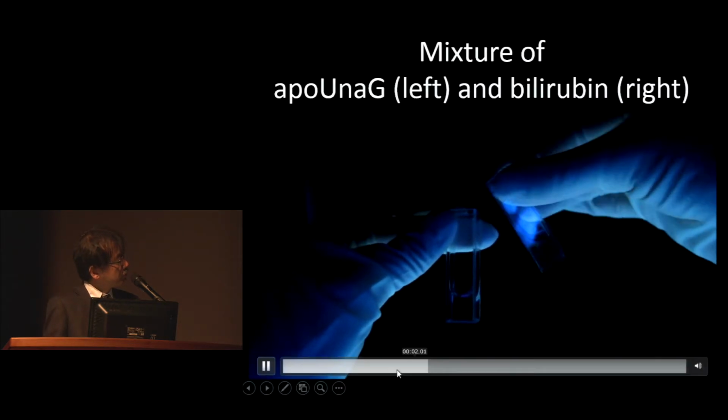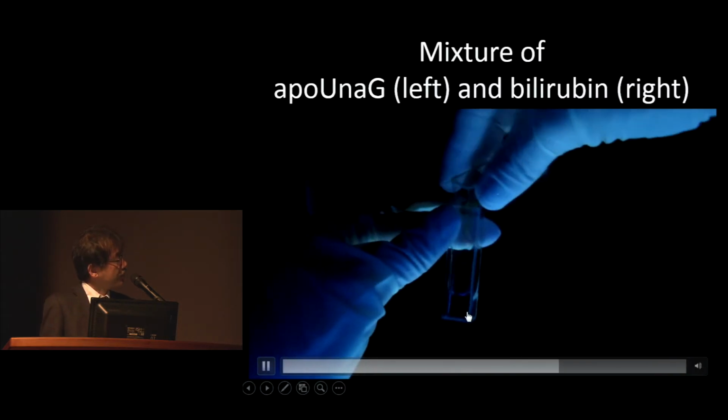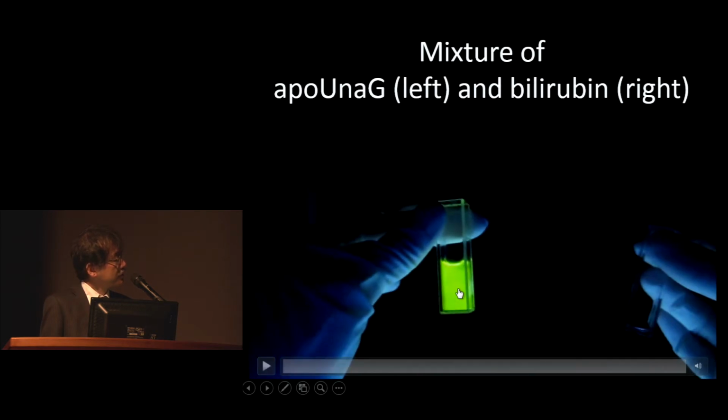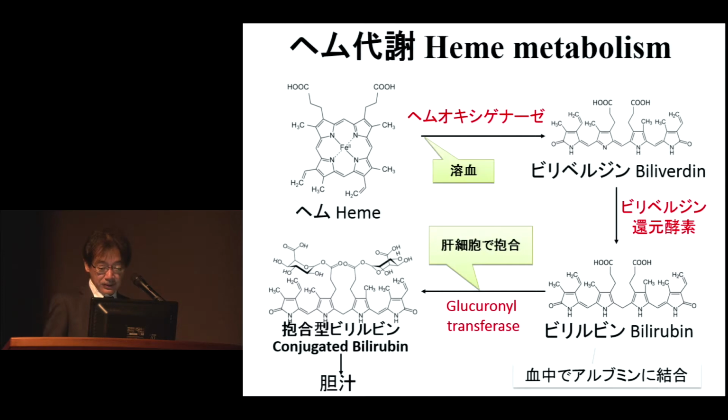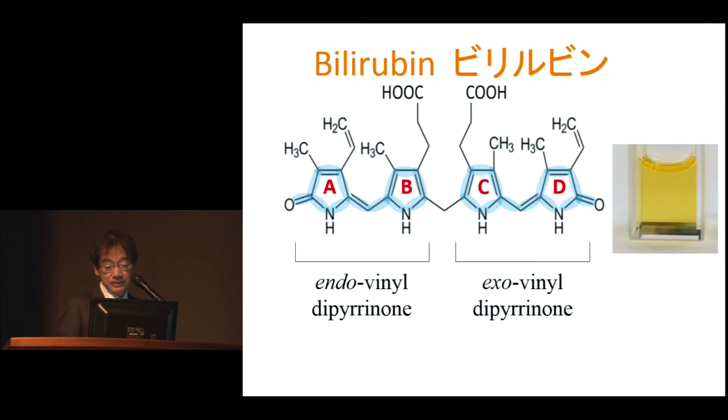And the mixture of the bilirubin to apo-Unagi resulted in immediate development of the green fluorescence. Now, what's bilirubin? It is a heme metabolite. This slide shows heme metabolism: heme, biliverdin, and bilirubin, and its conjugate. So I show you the structure.